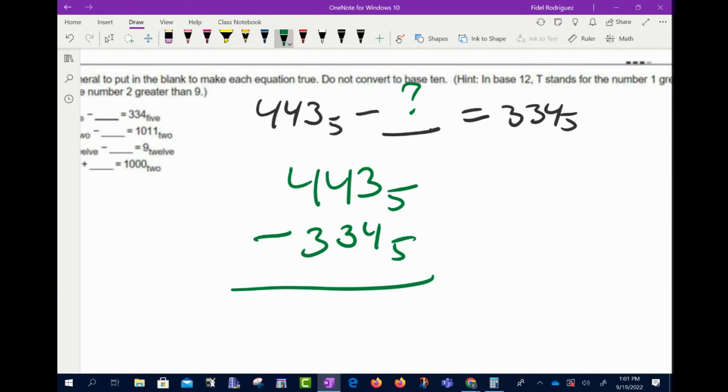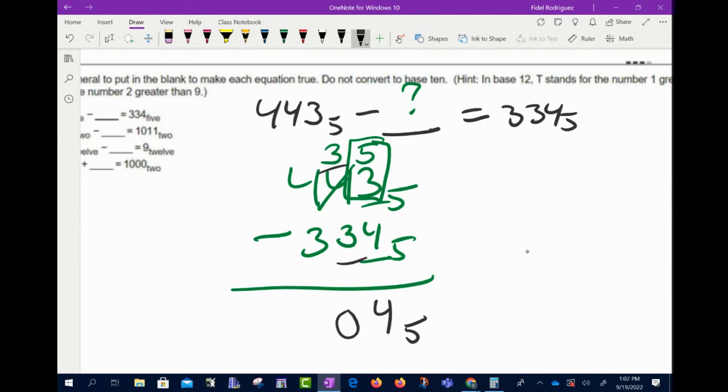So again, I'm going to go through the whole process here. I want to see if I can figure this thing out. So I'm trying to take away 4 from 3, and I know I can't do it. So I'm going to borrow 1 from that 4. It's going to become a 3. But that 1 that I'm borrowing, y'all, since I'm in base 5, really is the number 5. So think about this a little bit. 5 and 3 is going to give me 8. 8 minus 4 is 4, right?